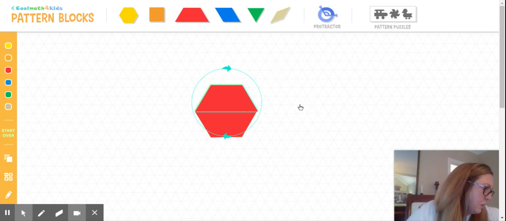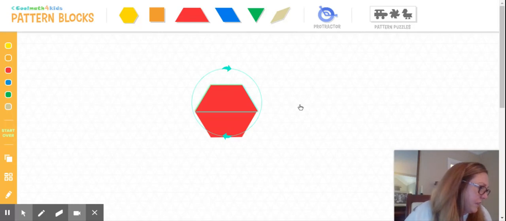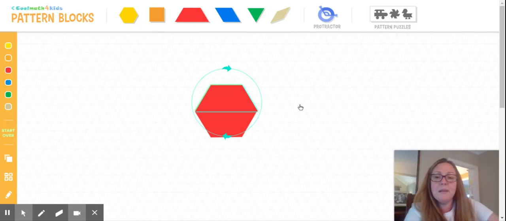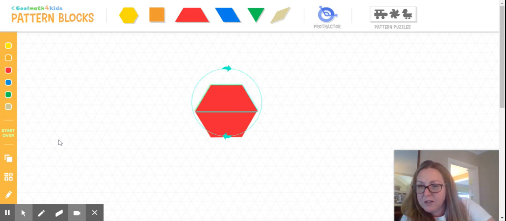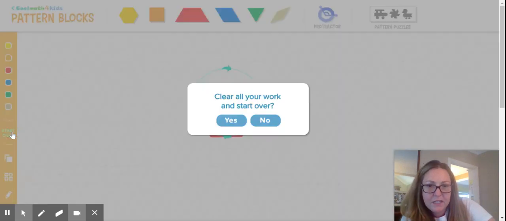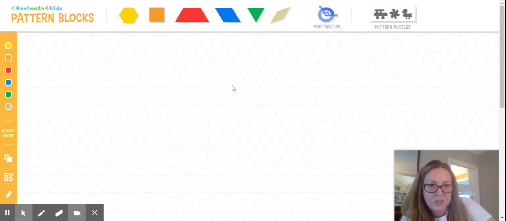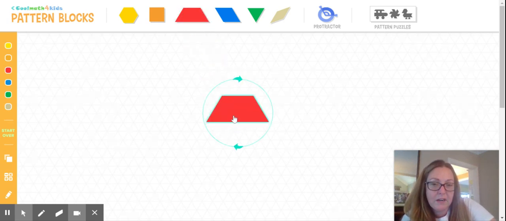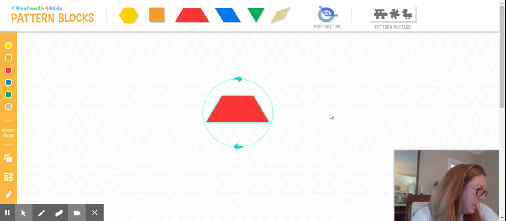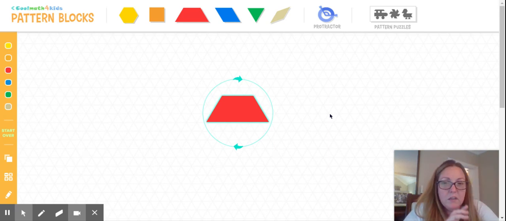Okay, so let's get another polygon down now. This time I'm gonna go over here, and when I click start over, it starts over my screen. So now I have a clean one. Let's just get the red trapezoid now. All right, so there's the red trapezoid. And what I was thinking is, can you cover this trapezoid using 3 smaller polygons?